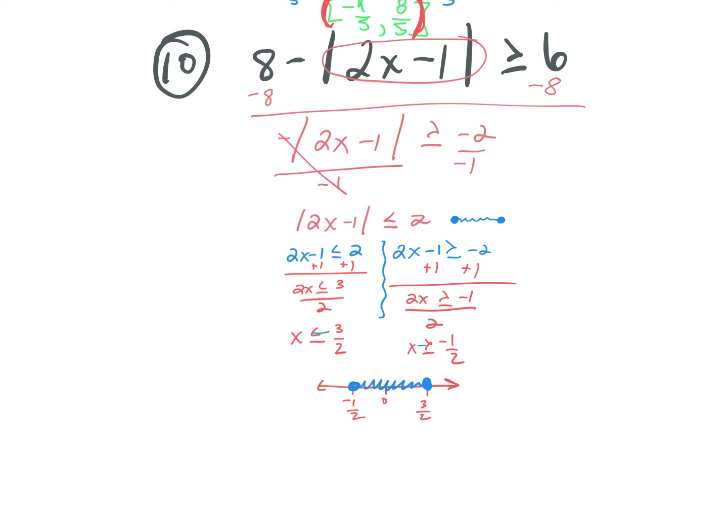If you're still not 100% sure, pick something outside of the range. Let's try 2. Positive 2. What's 2 times 2? 4. And 4 minus 1 is? 3. Absolute value of 3 is 3. So 8 minus 3. Is that greater than or equal to 6? No. So we're right. We're good.